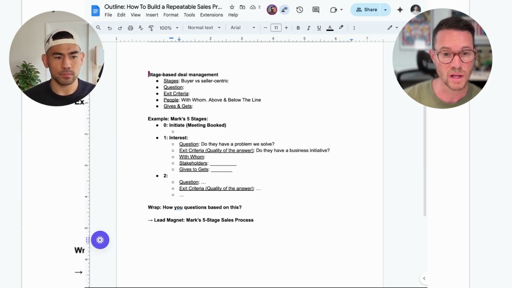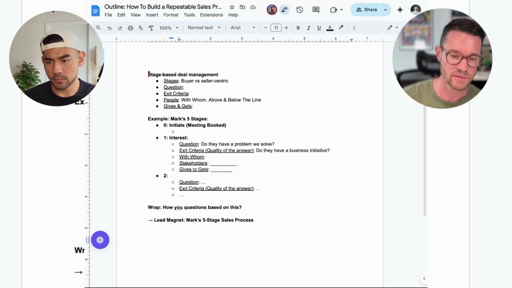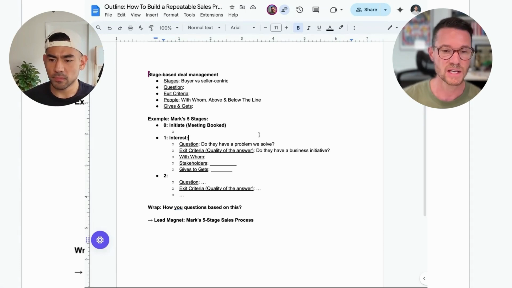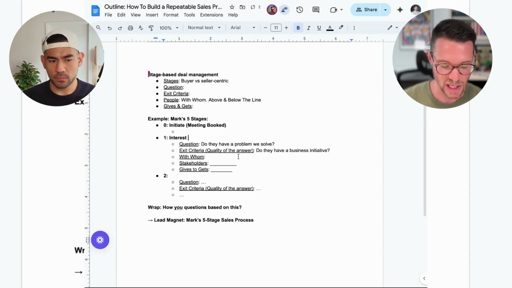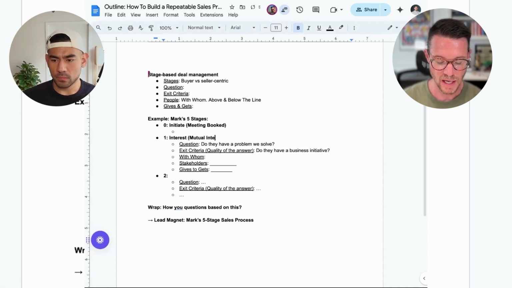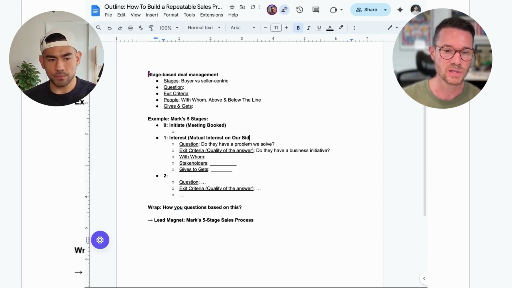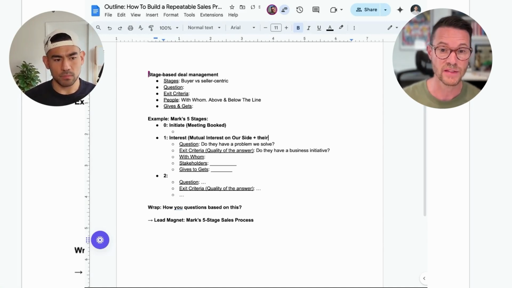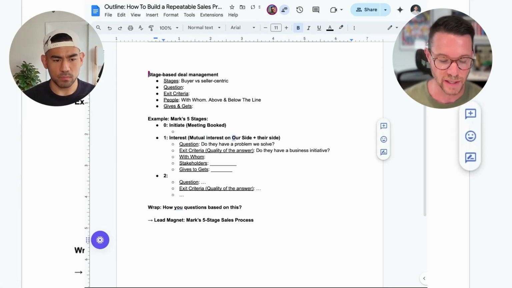We call that unqualified pipeline. It's just there. We don't even know if we have a deal yet or not. But we want to track that for many different reasons. In that stage, we just want to know, are they willing to meet with us? Then you move to stage 1, and a stage 1 to me is initiate, or interest. I want to find out, is there actually mutual interest on our side and on their side in figuring out if we want to do an evaluation or not?